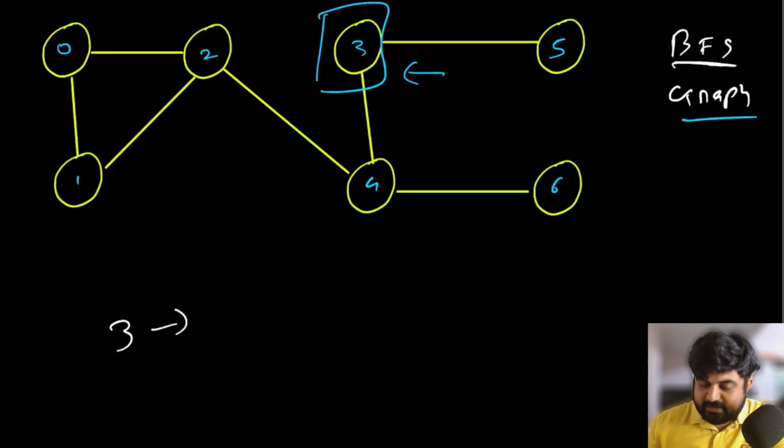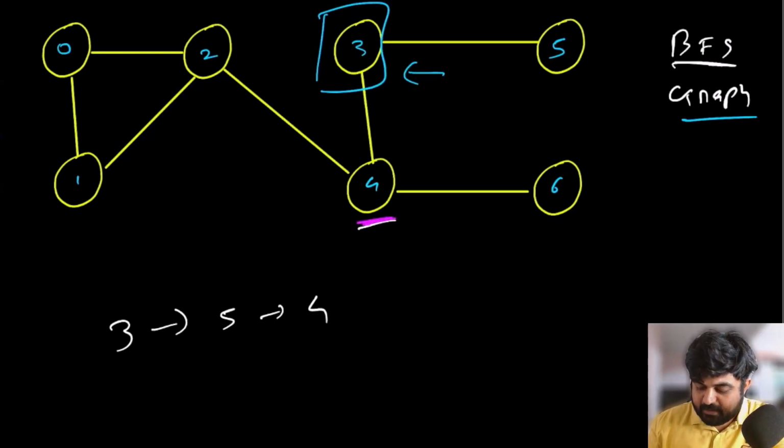Now we are going to visit the children of this 3. The neighbors of 3 are 5 and 4. So we are going to visit node number 5 and node number 4. We can visit these in any order. There is no particular way, but just for simplicity, I'm going to write down one of the possible paths. Now, 5 has no neighbors.